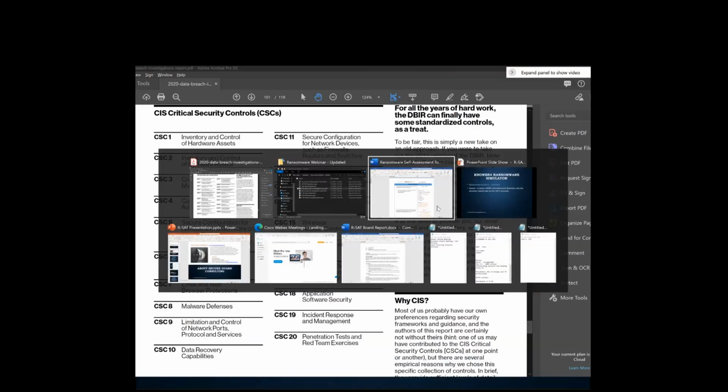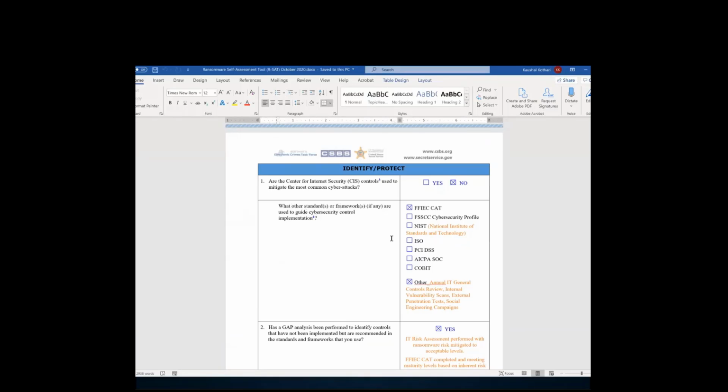Then they ask what other standard or framework, if any, is used to guide cybersecurity control implementation. You'll want to make sure that FFIEC CAT, which stands for FFIEC Cyber Assessment Tool, is checked, that they're using that, and that you've completed it. Another one out there is the FSSCC Cybersecurity Profile. I can't remember the details, you can Google this. Bottom line is, when you go to what they call ACAT, the Automated Cyber Assessment Tool, I can't see any differences between that and the FFIEC CAT tool. I think they're the same.